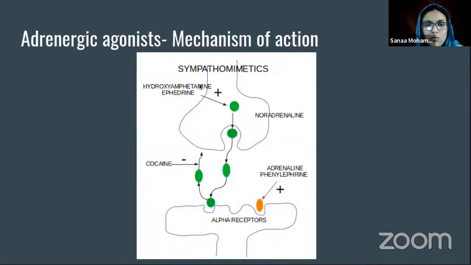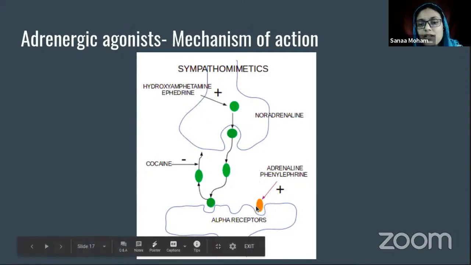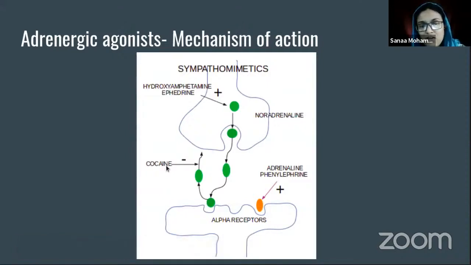Again, mechanism of action: what drugs like hydroxyamphetamine and ephedrine do is stimulate the release of noradrenaline from the presynaptic vesicle. So this increased availability of adrenaline and phenylephrine goes and attaches to your alpha receptor and behaves like an agonist. And cocaine has two mechanisms of action. One is it inhibits your monoamine oxidase, and the second is it inhibits reuptake into the presynaptic surface. Okay, so this is how your sympathomimetics act: either increased release, agonistic action, or reduced uptake, increasing the availability.